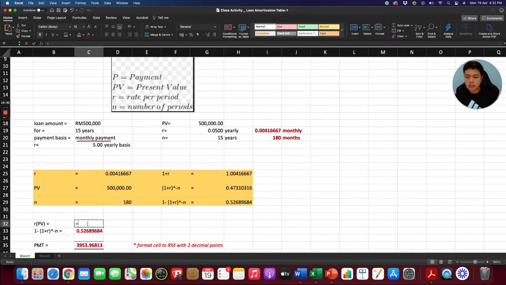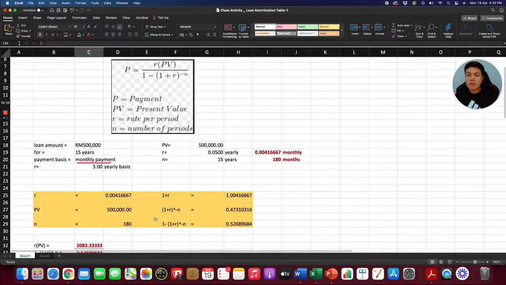So what about R times PV? Simple, here, equal sign, you have R, times, remember class, in Excel, times is shift 8, the small star, all right? Times R, okay, times PV, 500,000 ringgit here. There you go. You get 2083.3333, for instance. And then the denominator, 1 minus 1 plus R to the power of negative N here. You already have it. So just equal sign. Take this figure straight away.